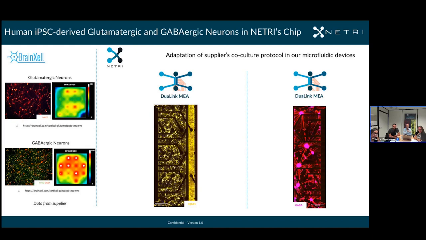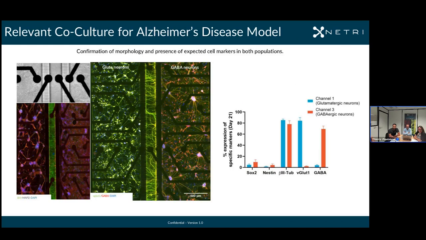For this first part of the work, we used glutamatergic neurons and GABAergic neurons. We used neurons from brain cells, and we adapted the cell culture protocol to our devices, first independently, and then in co-culture. What you can see on your screen is what we had from the adaptation of the supplier protocol, and you can see that the cells look fairly happy and they grew really well. When we put them into co-cultures, they kept on feeling pretty good.